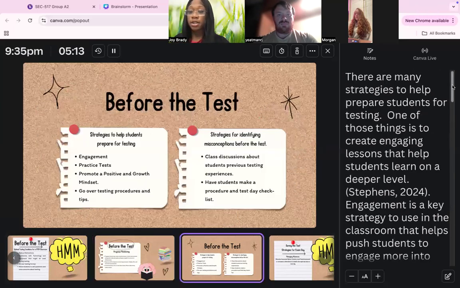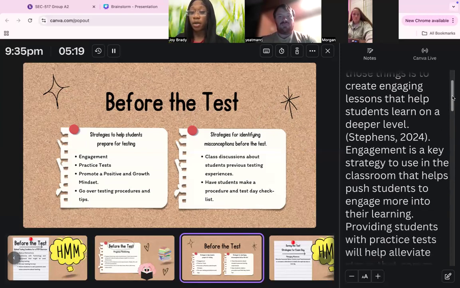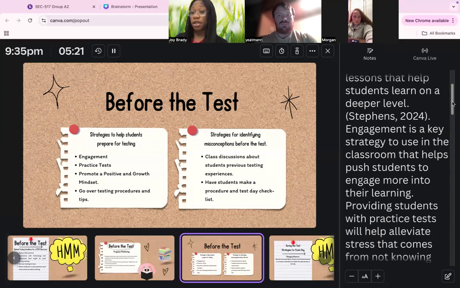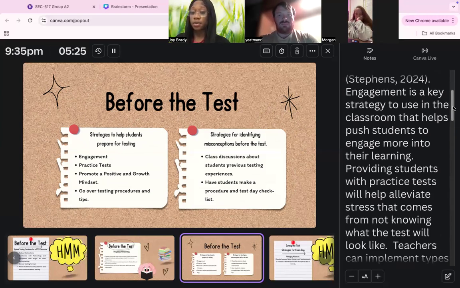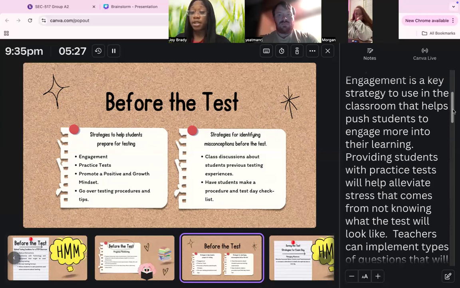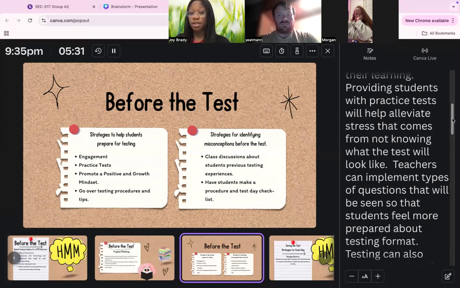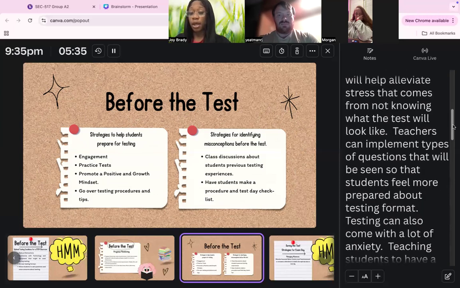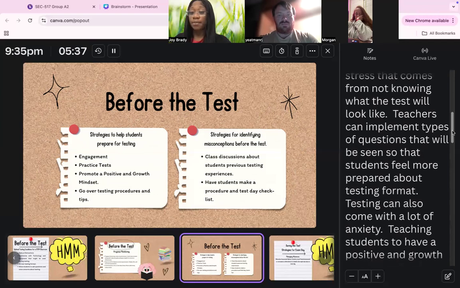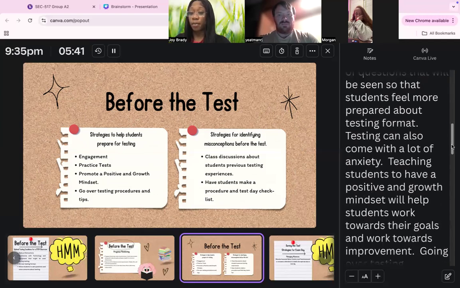There are many strategies to help prepare students for testing. One of those things is to create engaging lessons that help students learn on a deeper level. This is Stevens in 2024. Engagement is a key strategy to use in the classroom that helps push students to engage more in their learning. Providing students with practice tests will help alleviate stress that comes from not knowing what the test will look like. Teachers can implement types of questions that will be seen so that students feel more prepared about testing format.